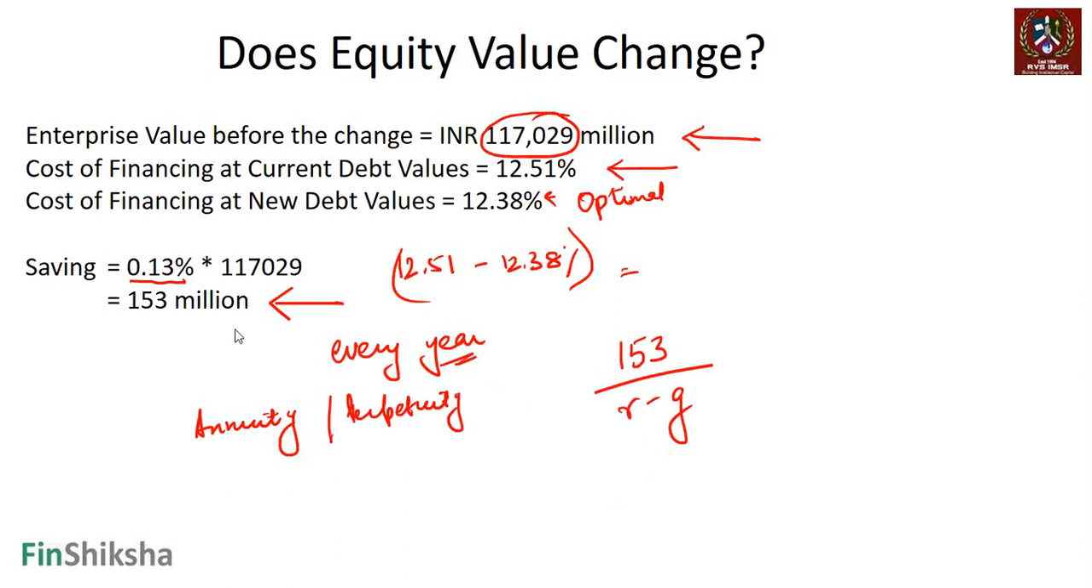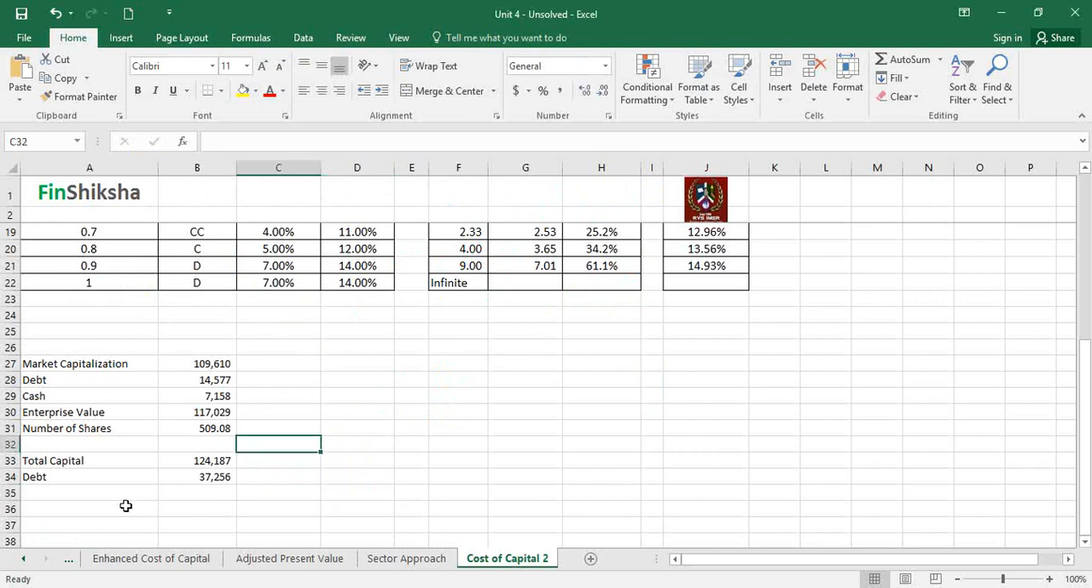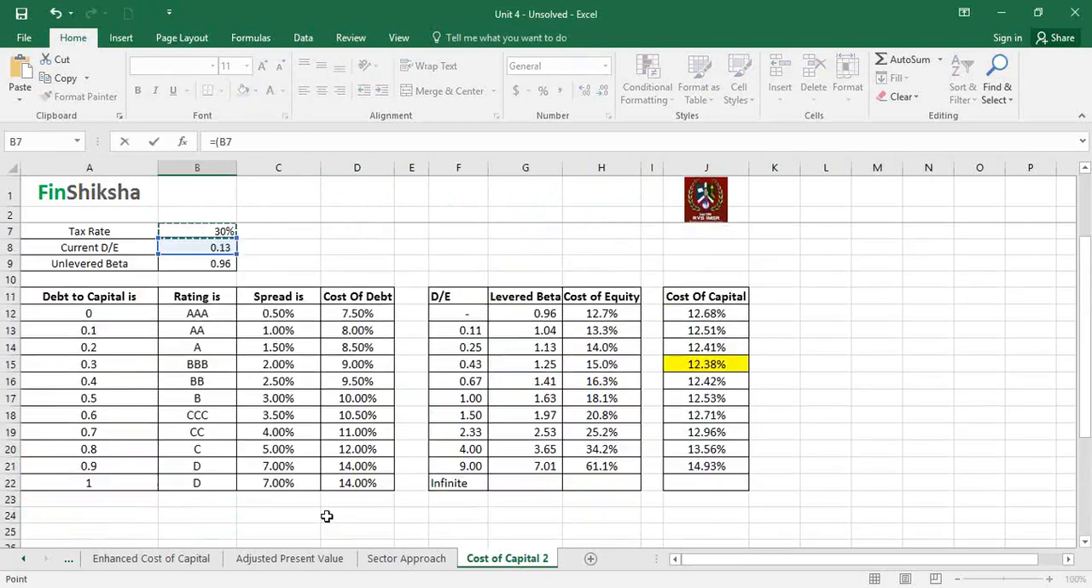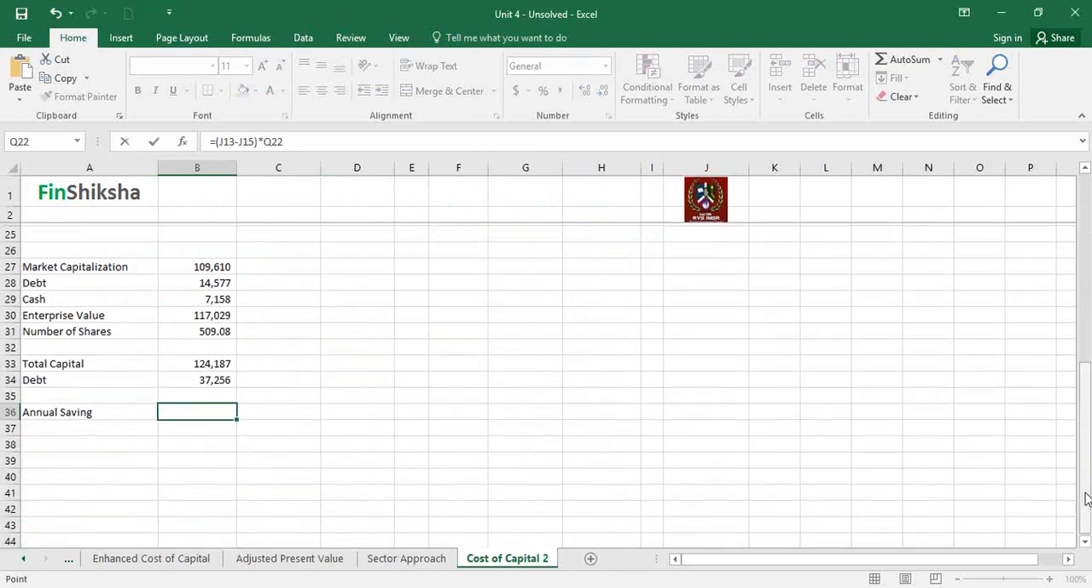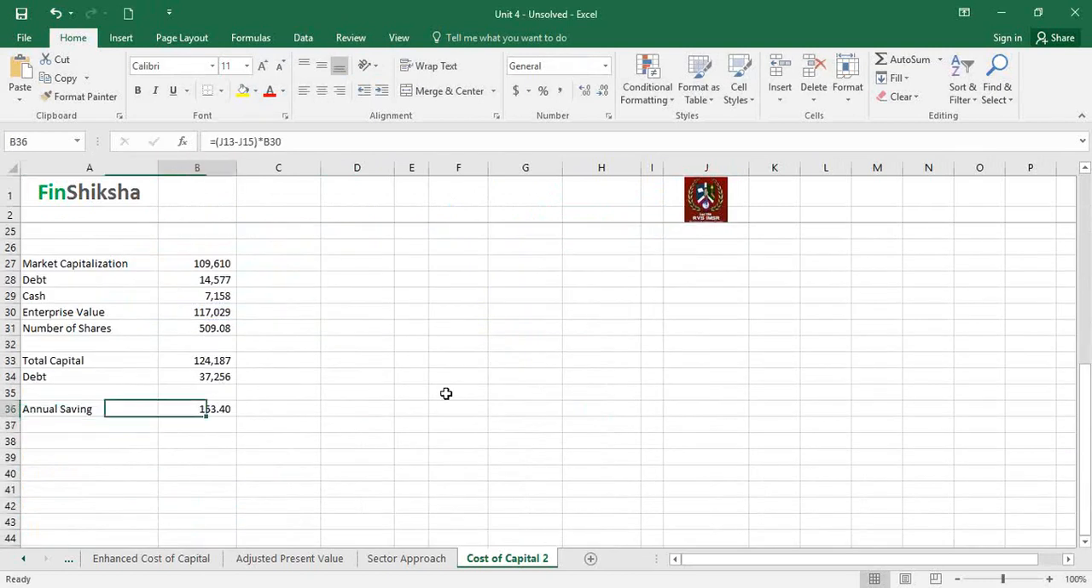So let's go to our Excel file, get to this number 153 and then arrive at this equation as well, right? So we see that annual saving is going to be 12.51%, which is the current debt equity number, minus 12.38% into what is my enterprise value currently. So that's 153.4. That's my current saving, correct? And I will put my terminal growth rate as 4%.